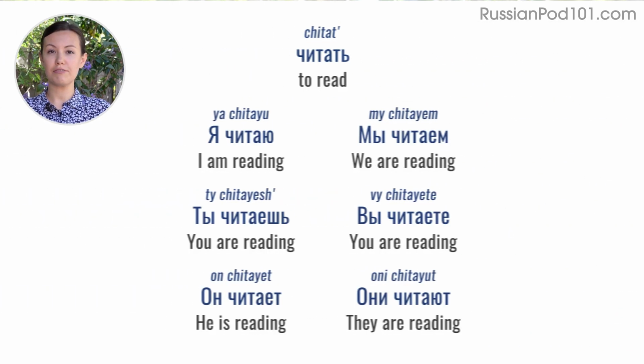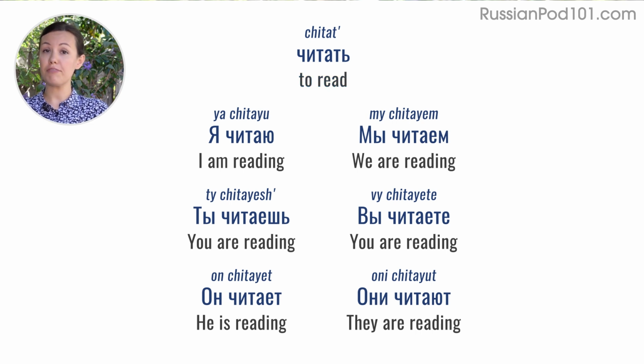Let's conjugate the verb читать, meaning to read, which is a first conjugation verb in Russian. Я читаю, I'm reading. Ты читаешь, you are reading. Он читает, he is reading. Мы читаем, we are reading. Вы читаете, you are reading. Они читают, they are reading.